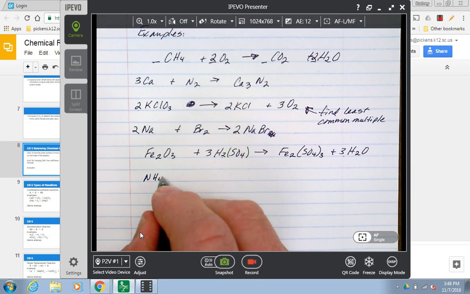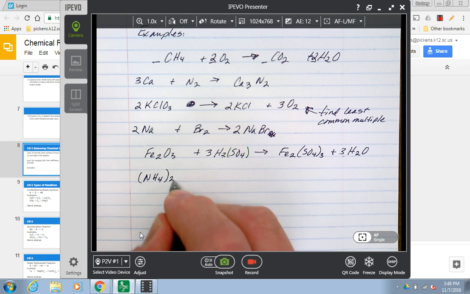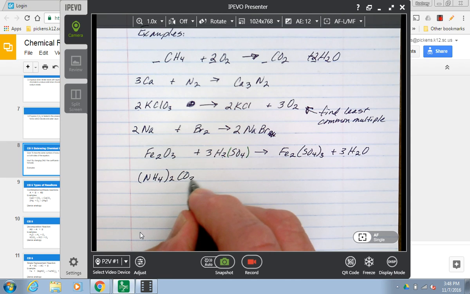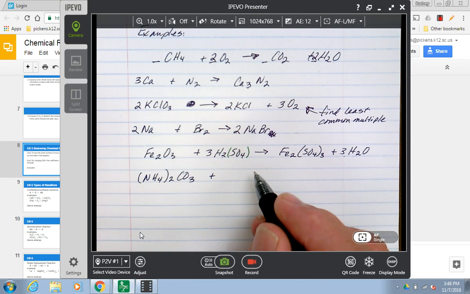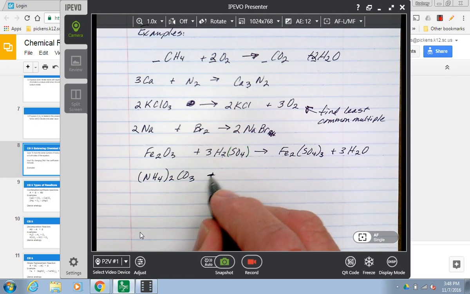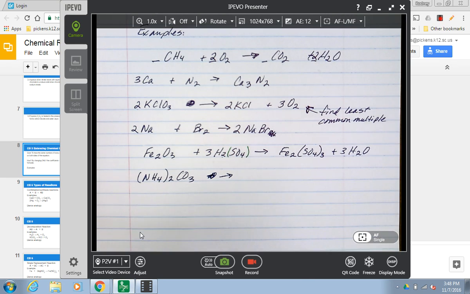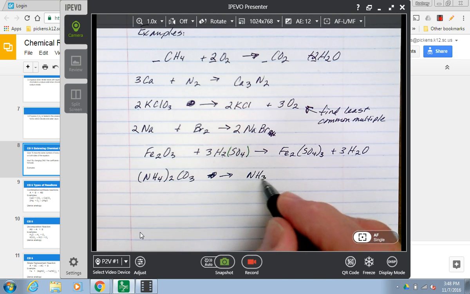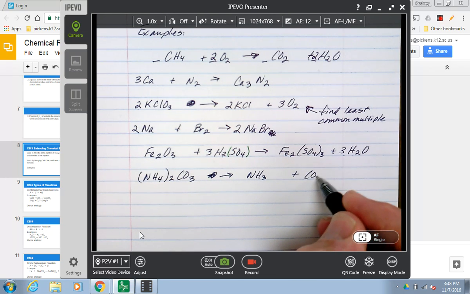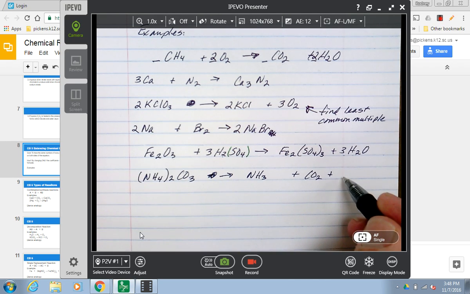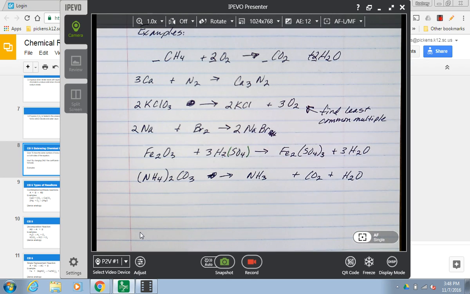Let's say NH4 in parentheses with a 2 on the outside, and CO3. So you have ammonium carbonate, and this is supposed to be an arrow, a yield sign, and it forms NH3 plus CO2 plus H2O. So it forms 3 products here. Okay. When we look at this one, you said we've got polyions. That's correct. But you don't have the same polyion on the right. So you're going to have to break this one up, all right?